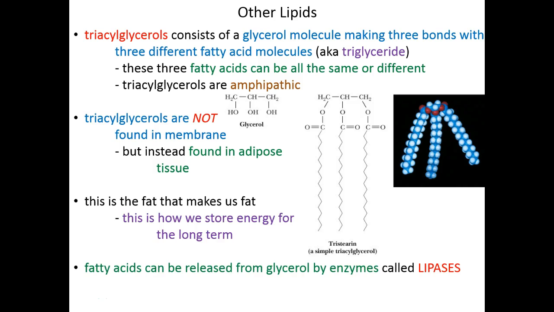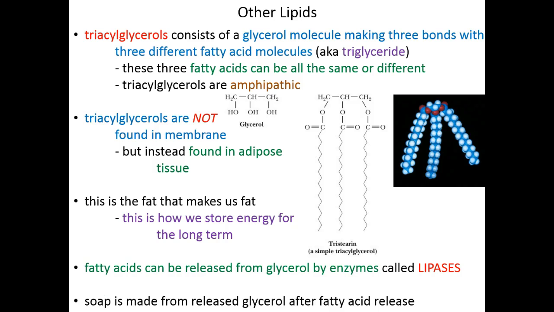When it comes time to release these energy stores from these triglycerides, we can only harvest energy from individual fatty acids, and so we need special enzymes called lipases. Lipases can cleave and release individual fatty acids from these triglycerides, and then those individual fatty acids are metabolized through a process called beta oxidation, but we won't cover beta oxidation in this course.